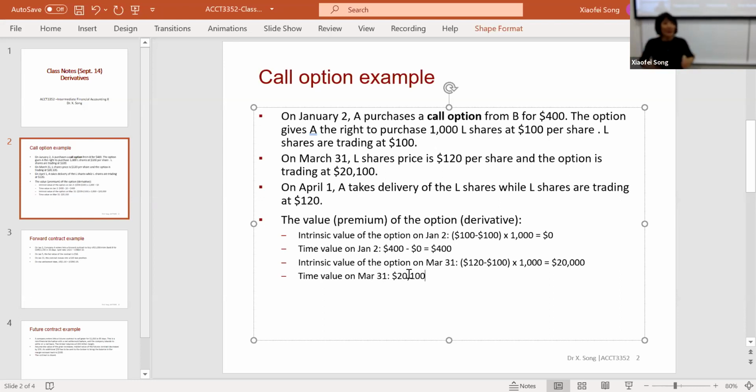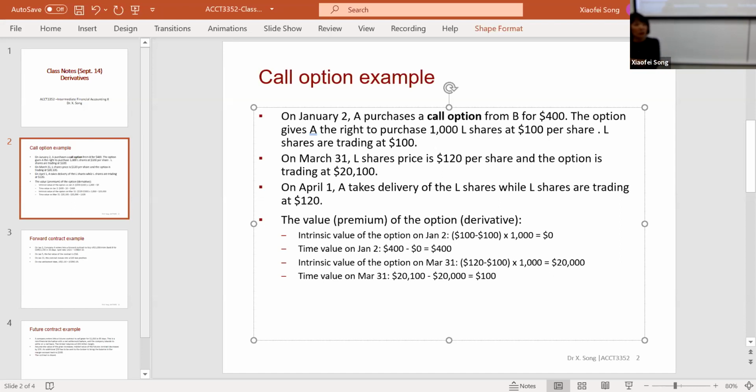If you have the option, you can sell your option. Okay, you can sell that. You can trade that as well, and you will get $20,100. And then we already computed that 20,000 of that is intrinsic value. So out of the $20,100, the price of the option, about 20,000 is because of the price difference on that day. If you exercise on that day, you can benefit 20,000, but it's still outstanding at this point.